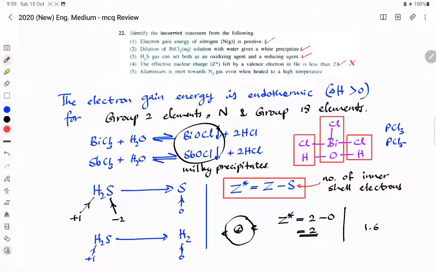The fifth statement, aluminium is inert towards N2 gas even when heated to a high temperature. Now this is definitely wrong. So this should be the actual answer, and they have given the fourth answer as well. But this is the most incorrect statement, because aluminium reacts with nitrogen gas at high temperatures, giving aluminium nitride. Boron is also from group 3. Boron also reacts with nitrogen to give BN, which is called inorganic benzene. That is for your extra knowledge. So the answer for the 22nd question is the fifth one. In the exam they took both fourth and fifth as the answers. Let's go to the next question.